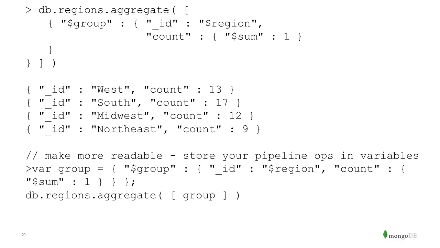Okay, so this is the basic thing with $group. You always have to remember the underscore ID, and then you're going to have to get used to this syntax using the $sign to refer to keys or fields in the incoming document. Those are the two main things to remember.